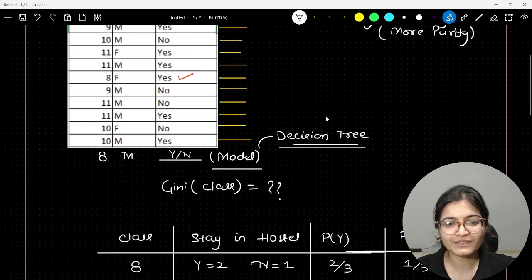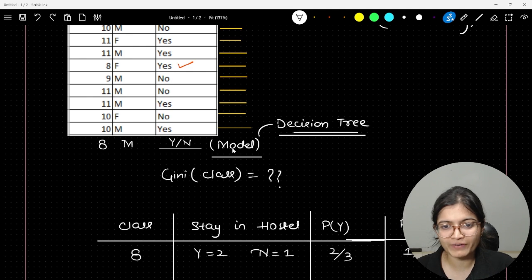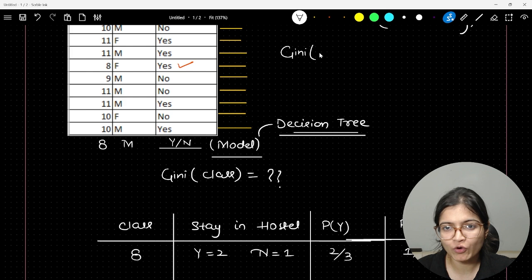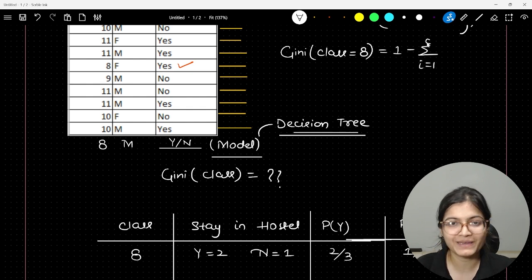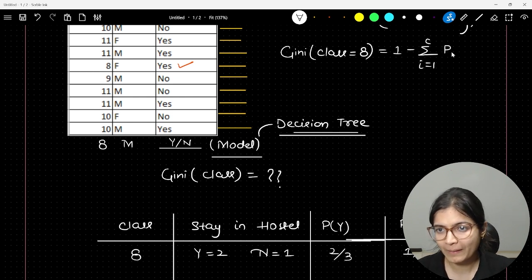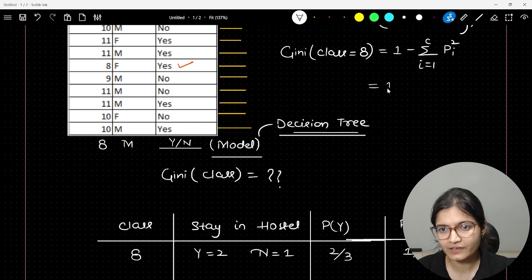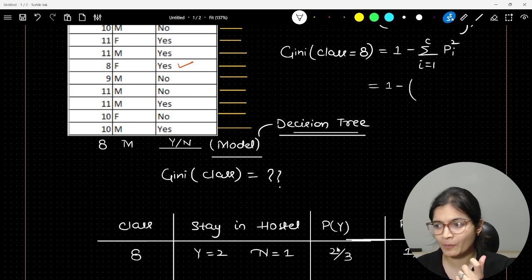Now the question is why I'm trying to evaluate this. Because the way to evaluate the Gini index is 1 minus... this is overall what we need to evaluate, but say I want the Gini value specifically for class 8. The formula will be 1 minus the summation of i equals 1 till C, the number of classes in the classification problem you are solving, of probability of i whole square. So for class 8, you say 1 minus, what is the probability for yes? Because you have 2 classes, you have to see the probability for yes.